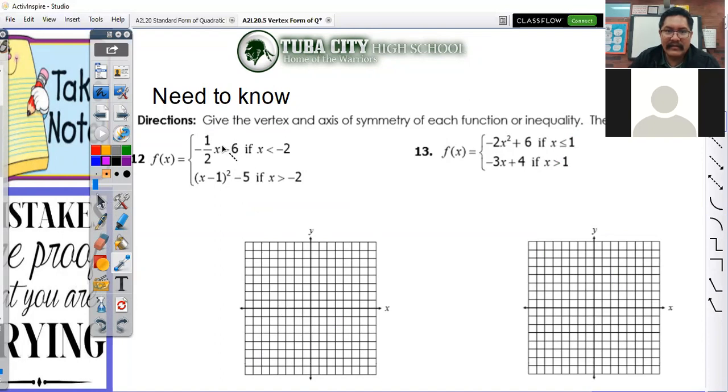Let's go ahead and, oh, hold on. Before, with any piecewise function, remember, this is the rule you use when x is less than -2, and you use this one if x is greater than -2. So that means the rules change at -2. Now in this case, we got to be careful because this is not marking the axis of symmetry. It's marking where the different functions change from one function to another.